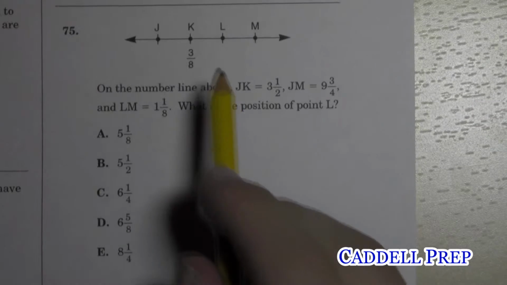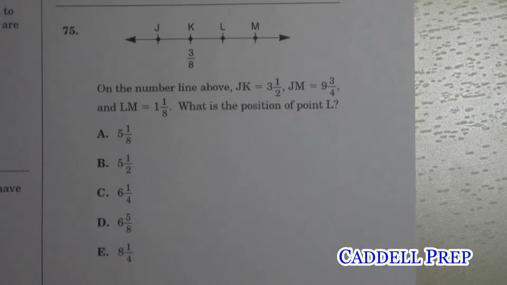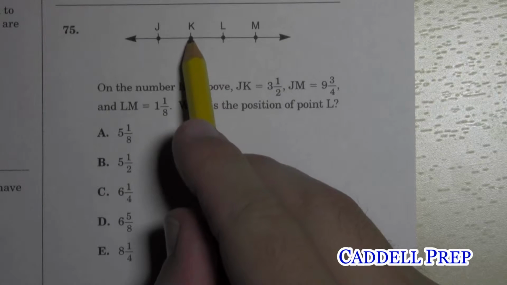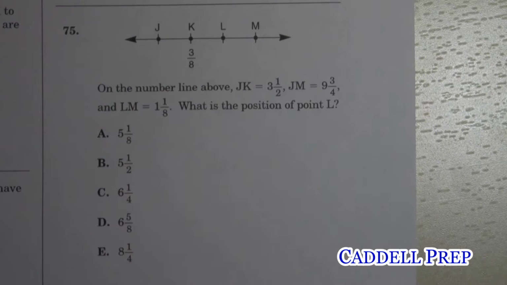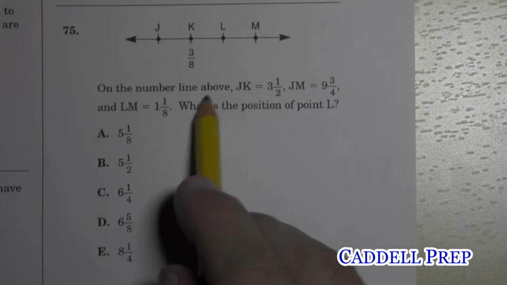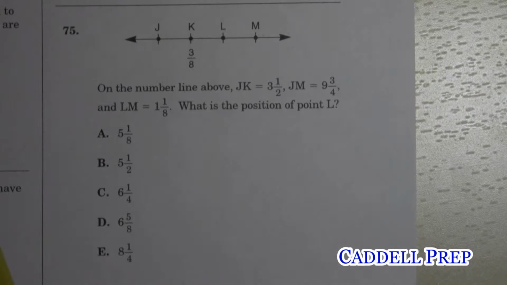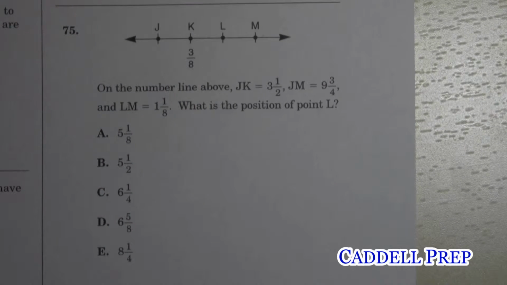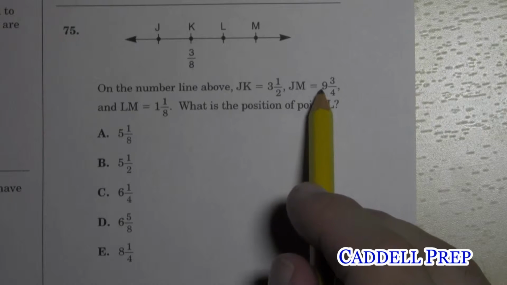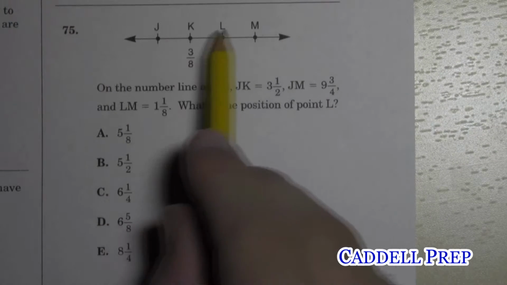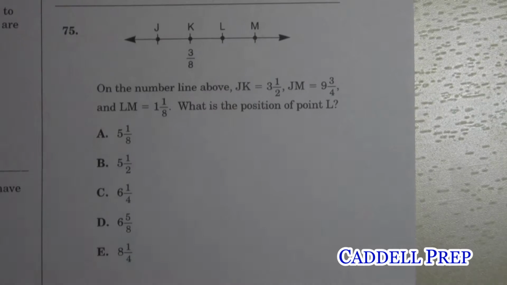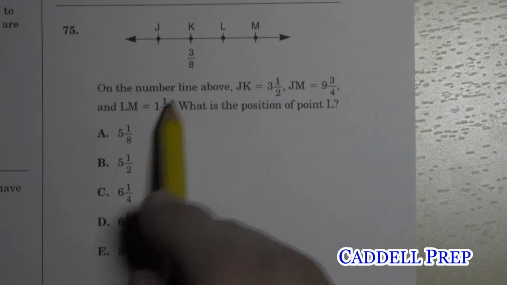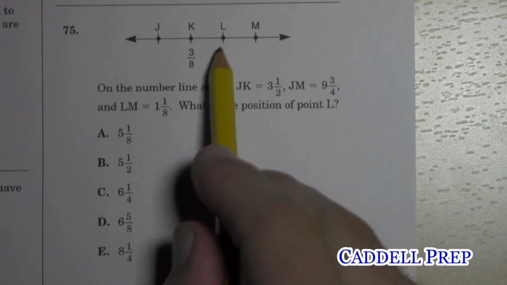Question 75, we're given this number line, JKLM. Those points are shown. We have the position of point K as 3/8. And it says on the number line above, JK equals 3.5. So this distance here is 3.5. JM equals 9 3/4. So from here to here is 9 3/4. And LM is 1 1/8. So from here to here is 1 1/8.